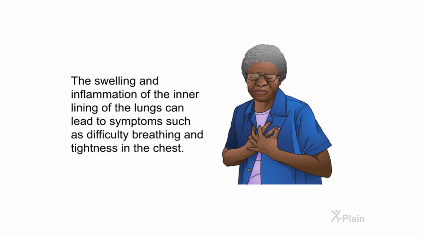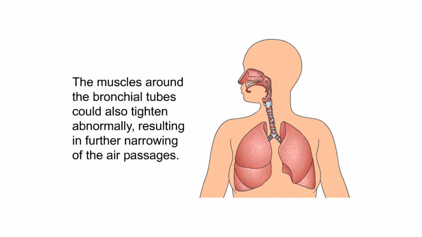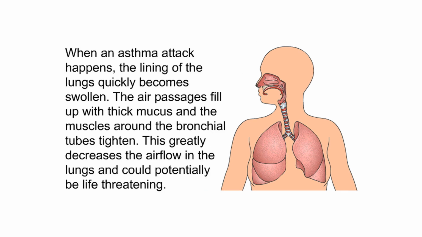The swelling and inflammation of the inner lining of the lungs can lead to symptoms such as difficulty breathing and tightness in the chest. The muscles around the bronchial tubes could also tighten abnormally, resulting in further narrowing of the air passages. When an asthma attack happens, the lining of the lungs quickly becomes swollen. The air passages fill up with thick mucus and the muscles around the bronchial tubes tighten. This greatly decreases the airflow in the lungs and could potentially be life-threatening.